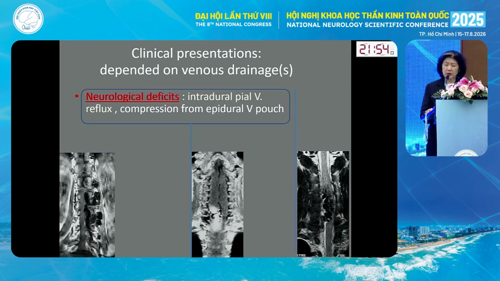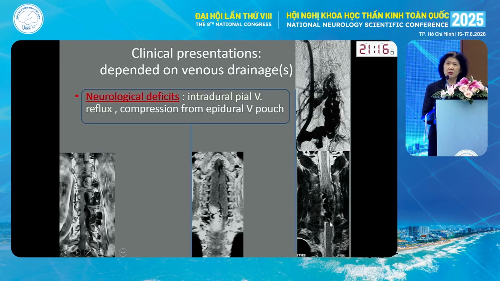This is an example of three different cases. The first one is a venous pouch compressing. You see the big flow void structure is the venous pouch compressing the cord and the nerve root. The second one, you see the edematous myelopathy, or edematous cord, related to the shunt. And the third one, you have a mix between the mass effect of the venous shunt and the edematous cord.